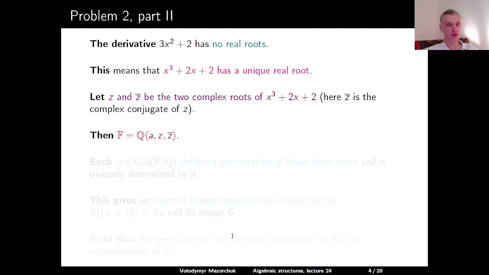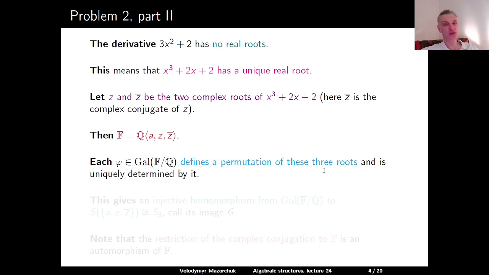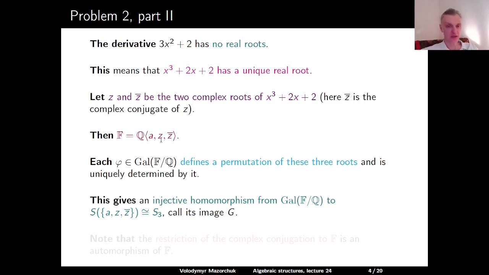Then the splitting field of our polynomial is obtained from Q by adjoining these roots a, z, and z overlined. Each element of the Galois group defines a permutation of these three roots, and of course is uniquely determined by it because the field F is obtained from Q by adjoining exactly these three roots. This means that we can restrict the element of the Galois group to these three roots, and this gives us an injective homomorphism from our Galois group to the group of permutations of these three roots, which is of course isomorphic to S3. Let's call the image of this injective homomorphism G.